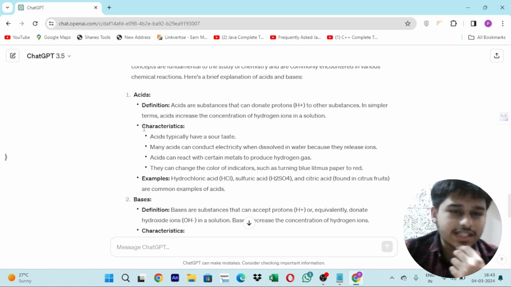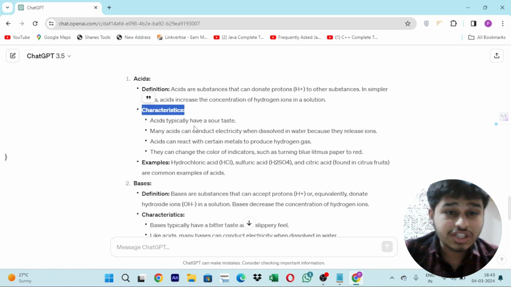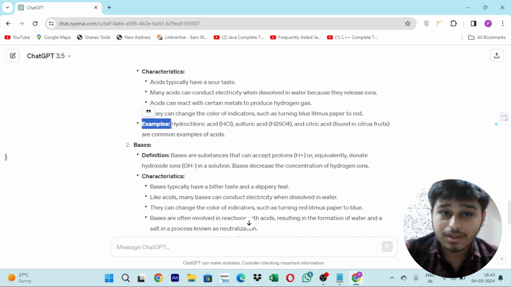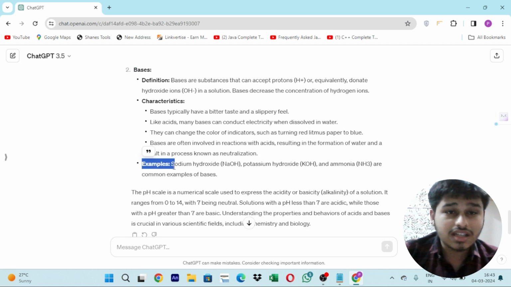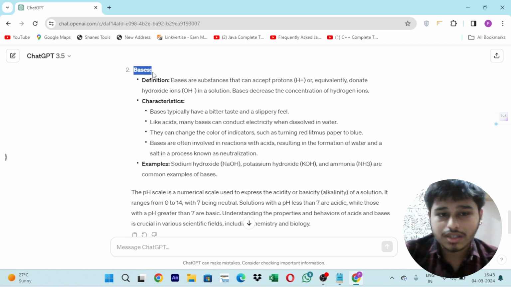Then ChatGPT is giving us the characteristics, and then the examples. What are the examples of acid? Then ChatGPT has gone on to base. ChatGPT has given us the definition of base, then the characteristics of base, and thirdly, the examples of base. What are the types of base?